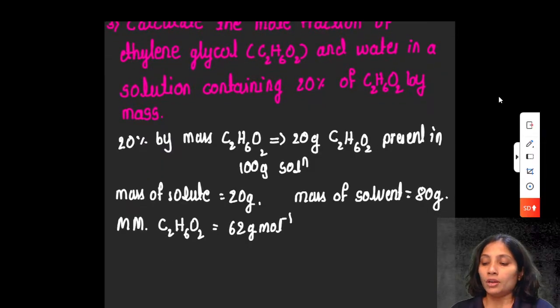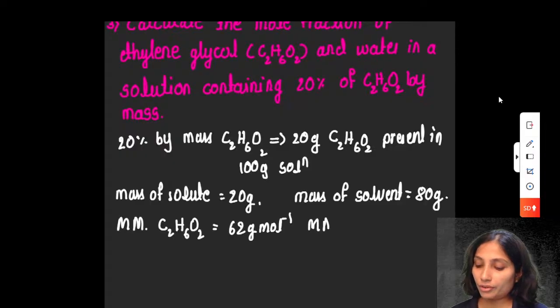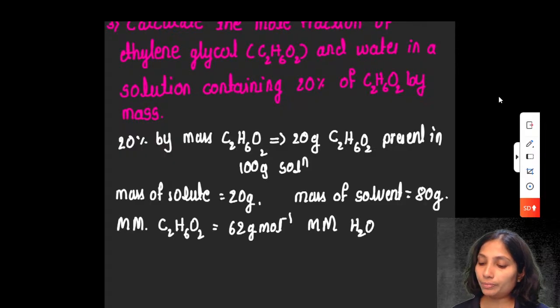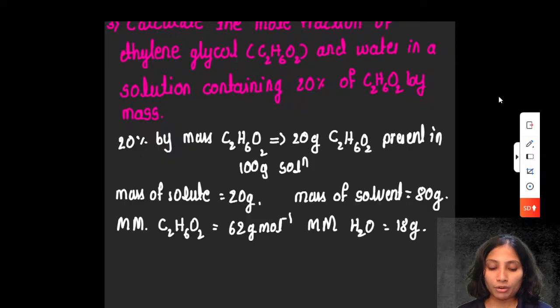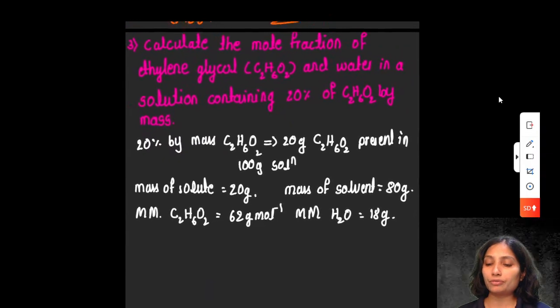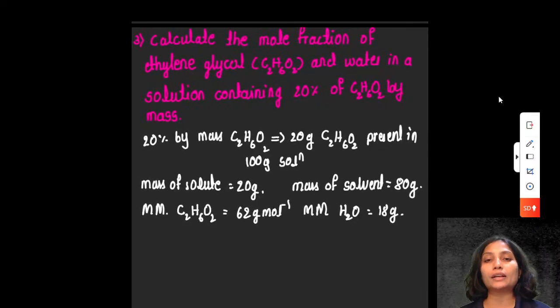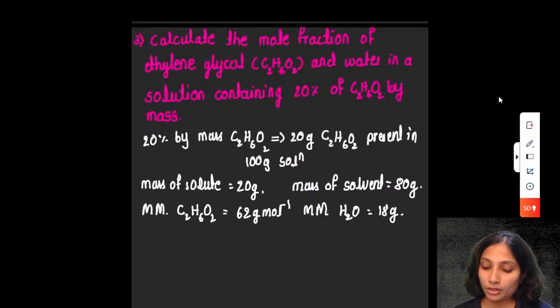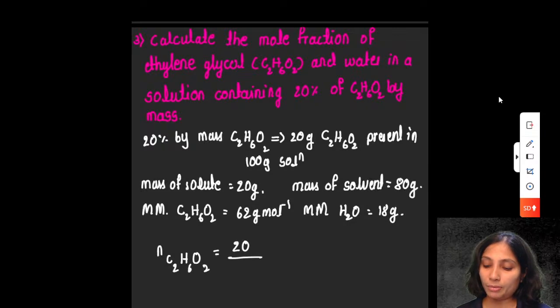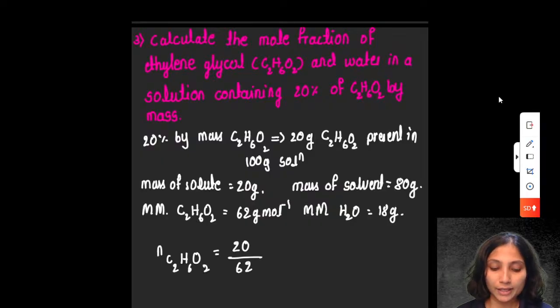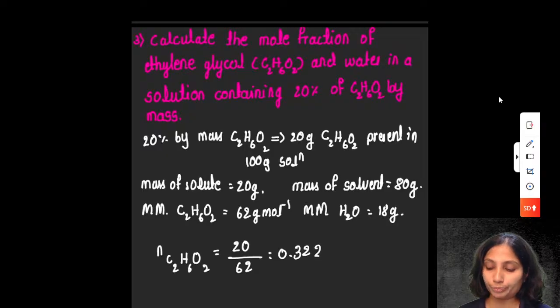Now, which is the solvent here? Water. Molecular mass of water is equal to 18 gram. Now calculate the number of moles, because we are asked to calculate mole fraction. For calculation of mole fraction, we want the number of moles. Number of moles of C2H6O2 is equal to given mass divided by molecular mass, 20 divided by 62. This is nothing but 0.322.